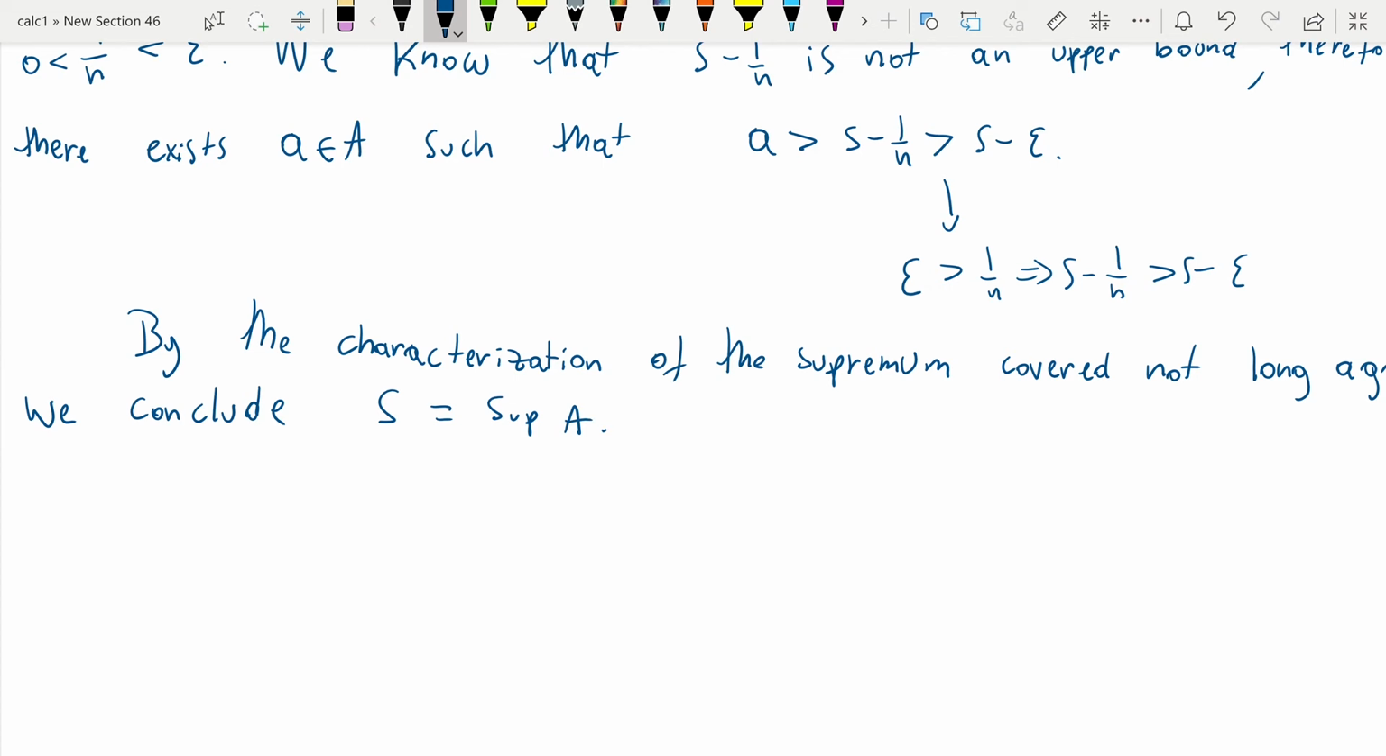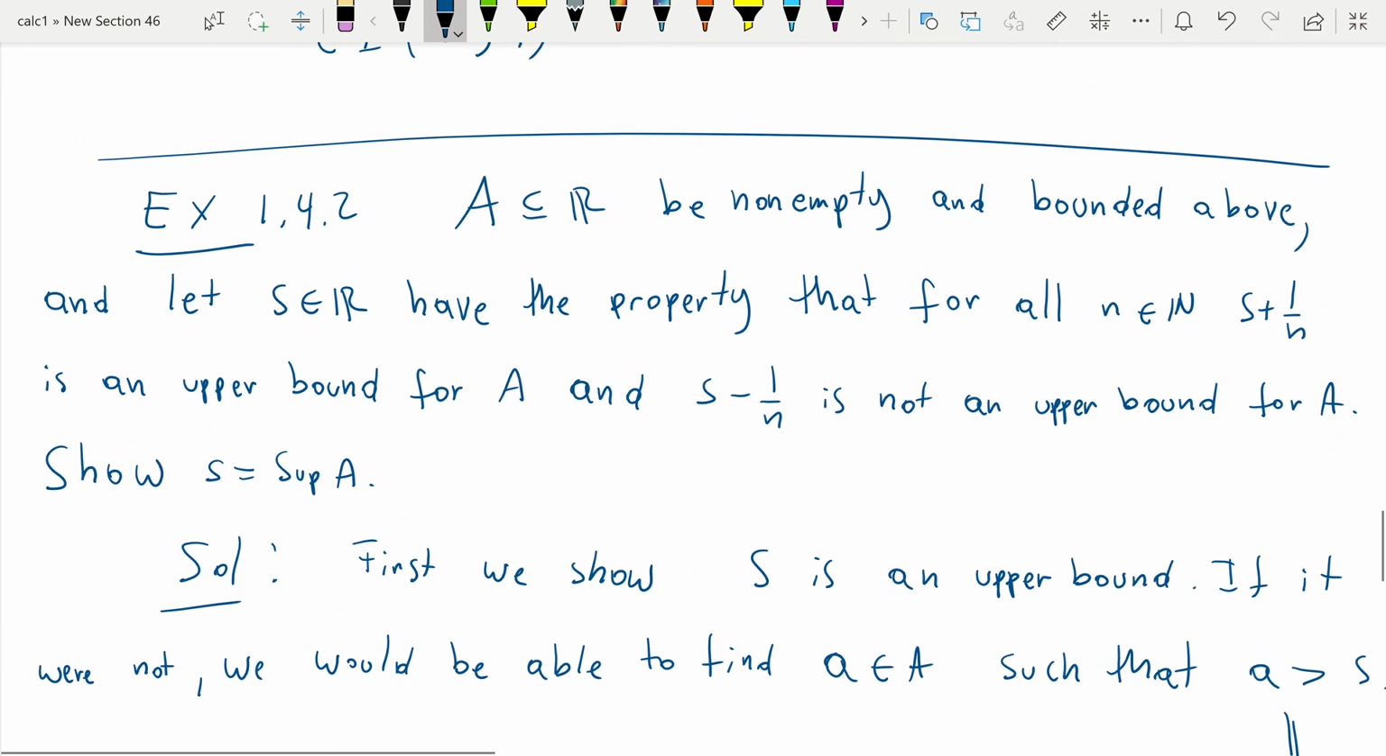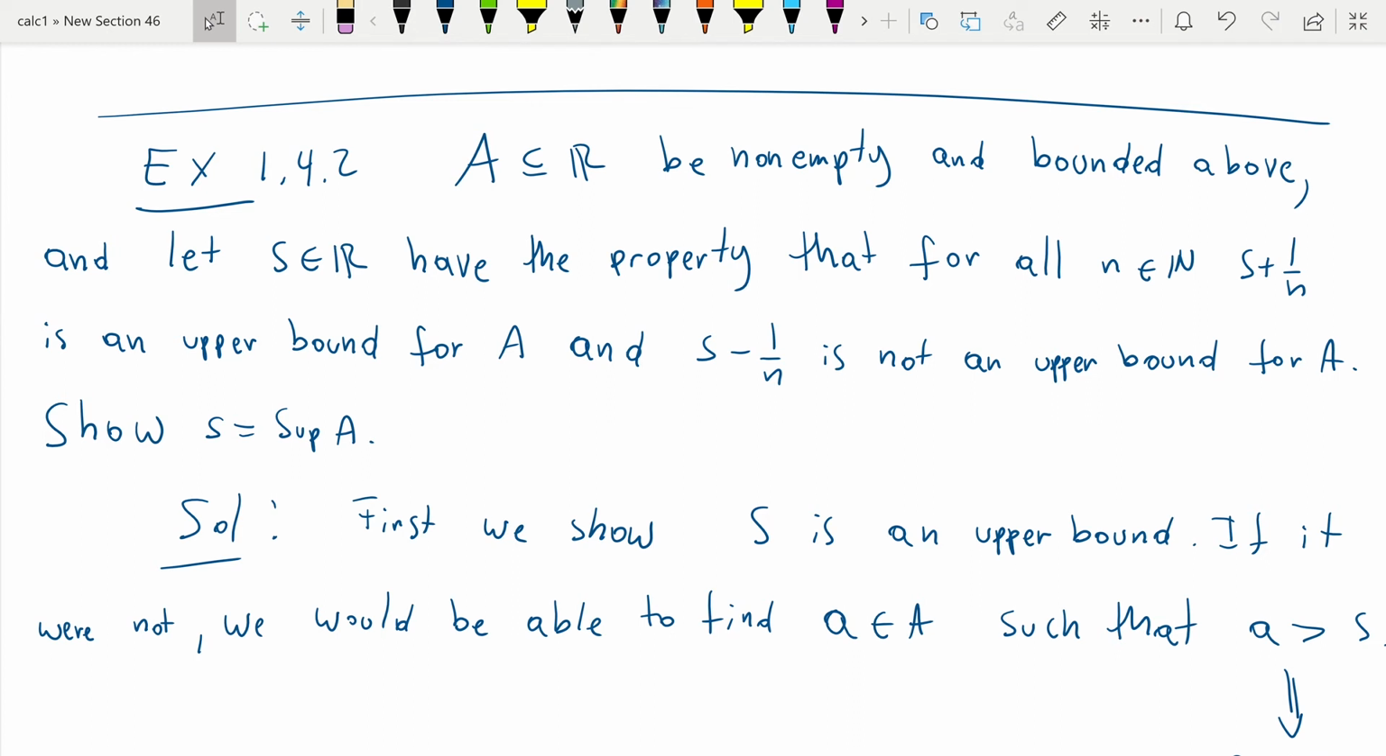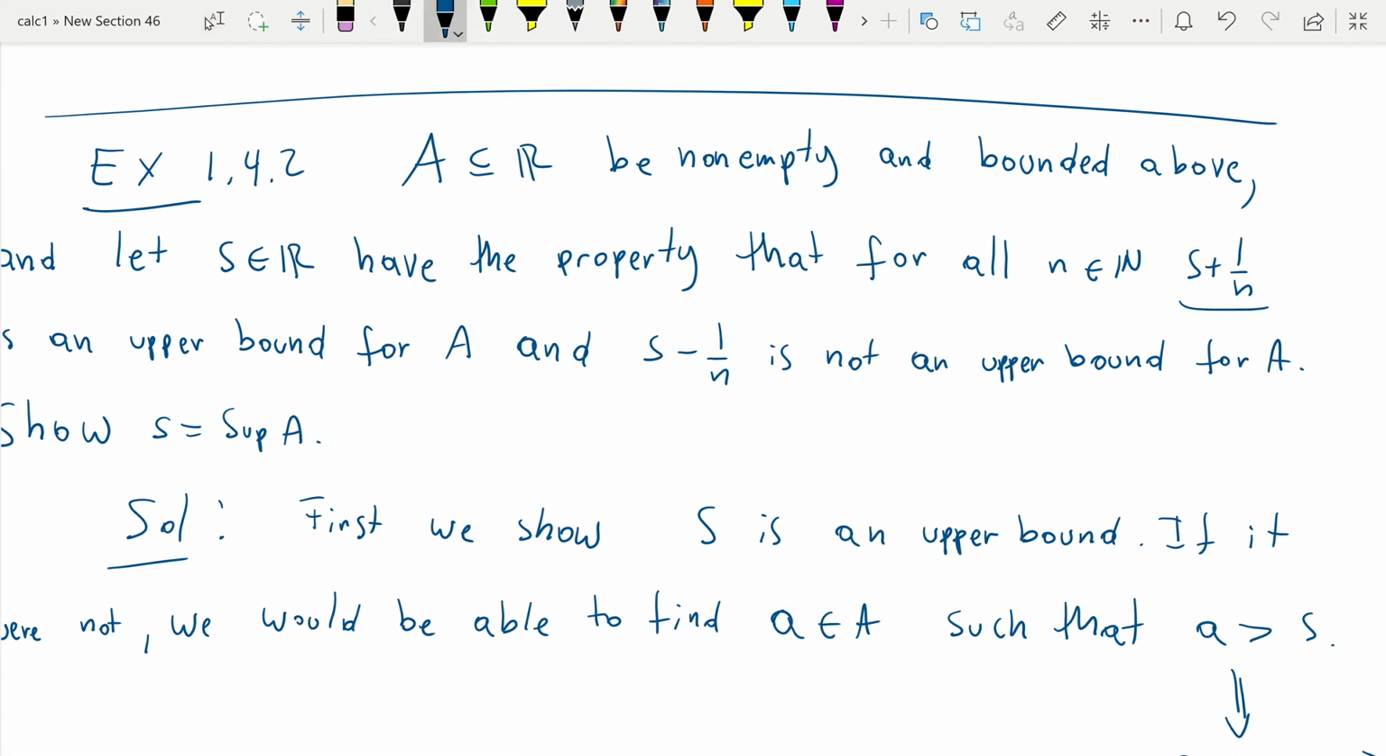Okay, in case you've lost track of what we've been doing, the original question says this: A was a non-empty and bounded above subset of R, and we let S be a real number with the property that for all n in N, S plus 1 over n is an upper bound for A, and S minus 1 over n is not an upper bound for A. We were meant to show that S had to be the supremum of A from this information. And we split this into two things, which allows us to show two separate things. The first one is that if we know that S plus 1 over n is an upper bound for any n in N, then S itself must be an upper bound.